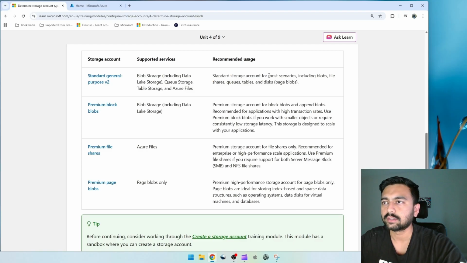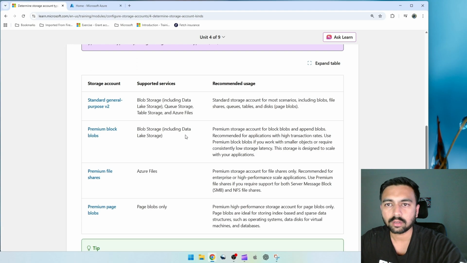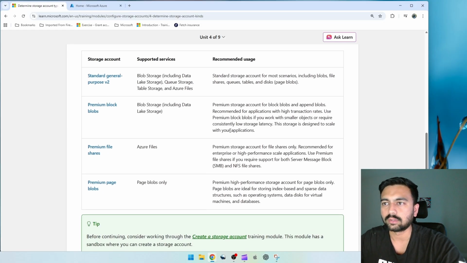Standard storage is used for most scenarios, including blobs, file shares, queues, tables, and disks. Premium blob is for applications with high transaction rates. Use premium blobs if you work with smaller objects or require consistently low storage latency. The storage is designed to scale with your applications. So if your application grows or lessens, you can scale it accordingly.